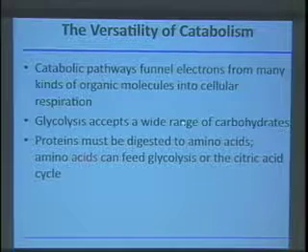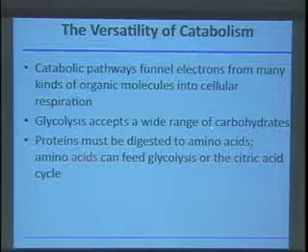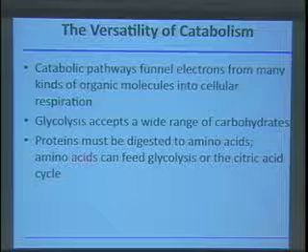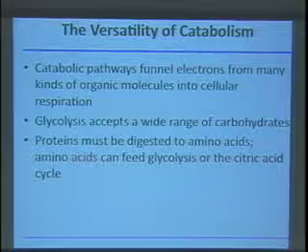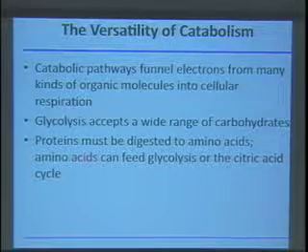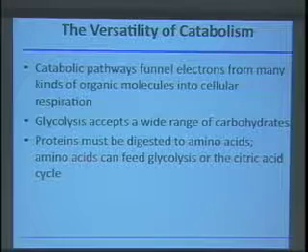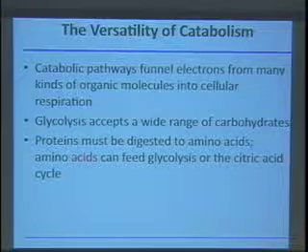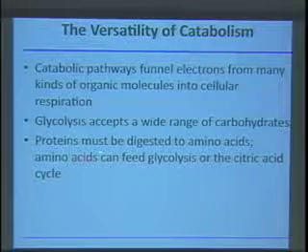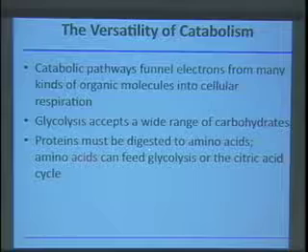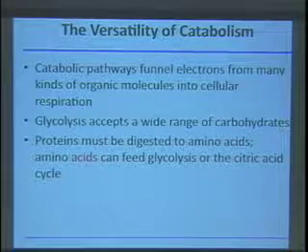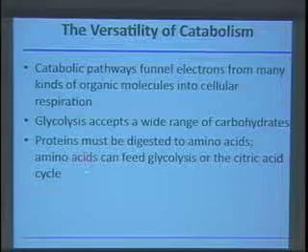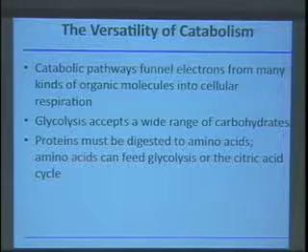Glycolysis can accept a wide range of starting carbohydrates. Again, glucose is what enters the pathway, but there are steps upstream that can lead to breakdown of more complex molecules and sugars to glucose so that they can then enter the glycolytic pathway. In the case of proteins, these have to be digested first to the individual amino acids. And these amino acids can feed glycolysis or the citric acid cycle.